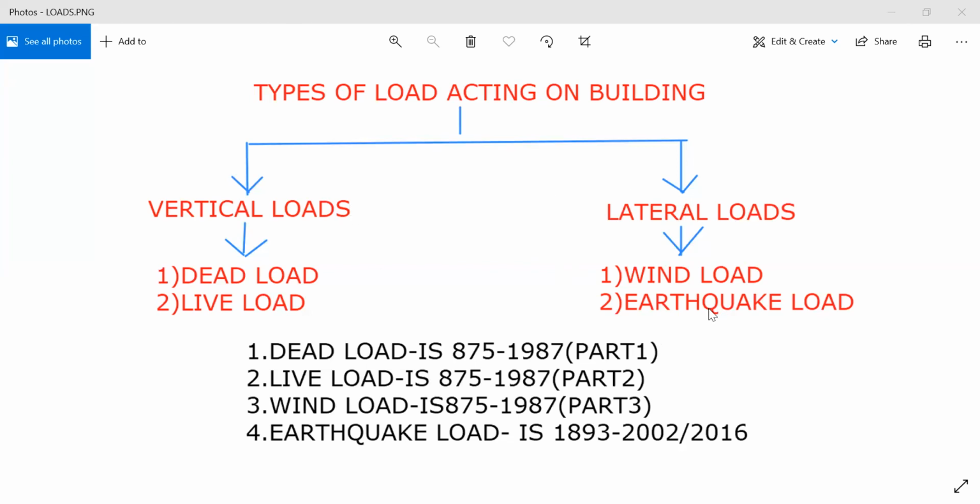In my next video, we are going to learn how to calculate these kinds of loads in a detailed manner when they are acting on any kind of building.